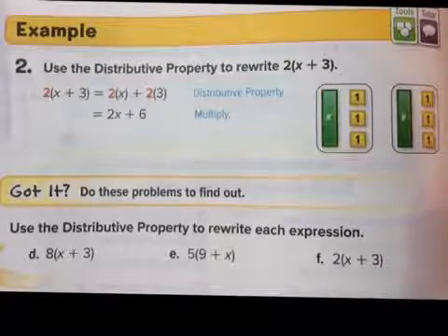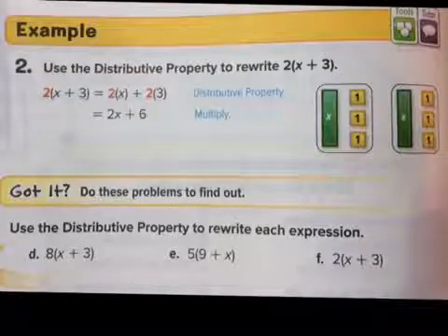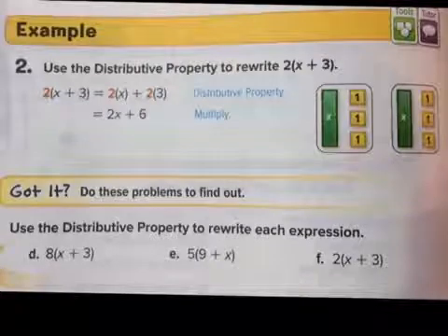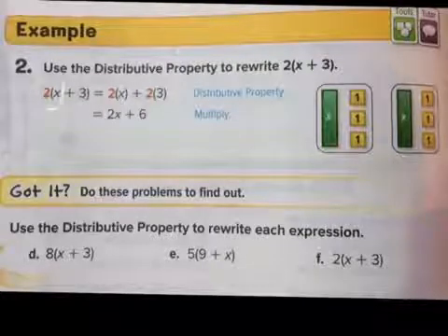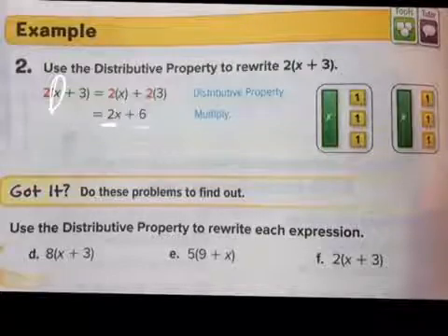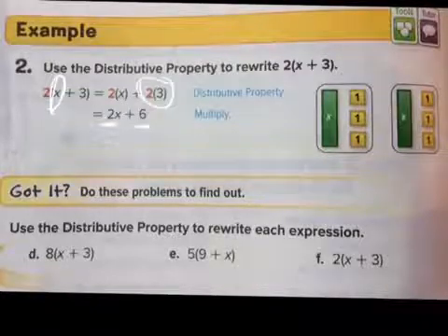Now we're going to use the distributive property. There are 2 x plus 3. So we can say there's 2 times x and 2 times 3. So we write it as, because we can't multiply 2x, we don't know what x is, so we just write it as 2x plus 6, because we can multiply this. 2 times 3 is 6.